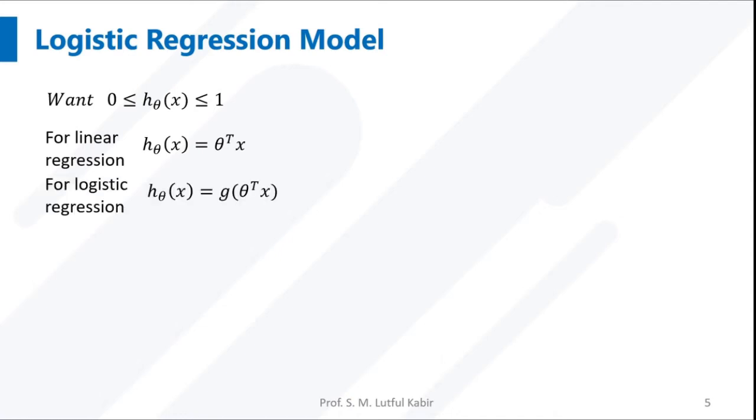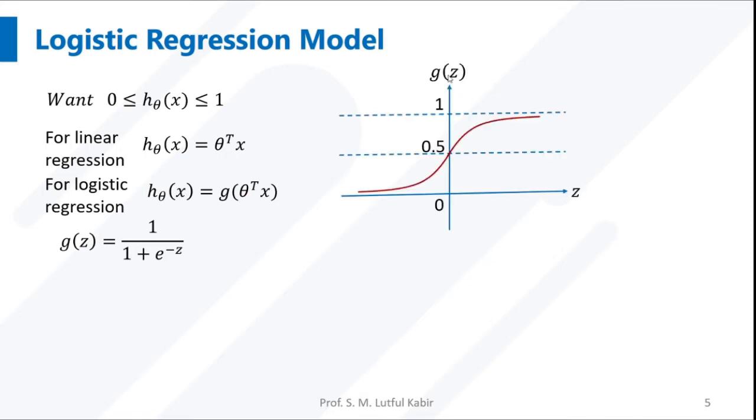For linear regression, we use that equation, but for logistic regression, we want to modify the equation a little bit, where h theta x will be a function of theta transpose x. Previously, it was simply theta transpose x, a linear function. Now it will be a function of that linear expression. So what will be the function? Let us discuss a function which is called the sigmoid function, and this function looks like this one.